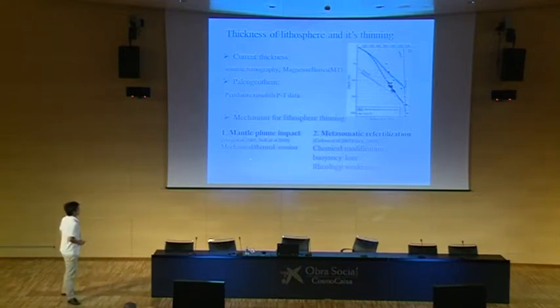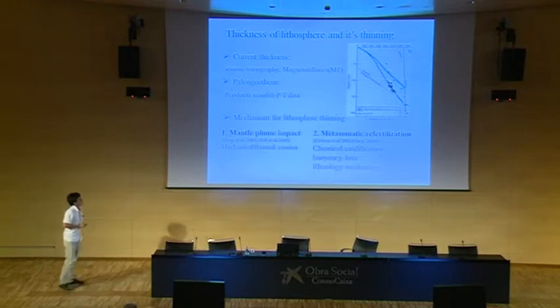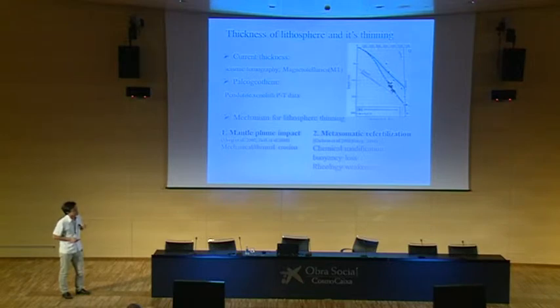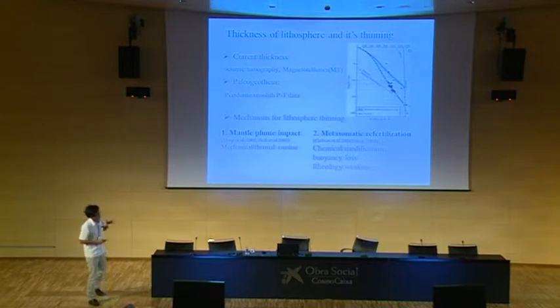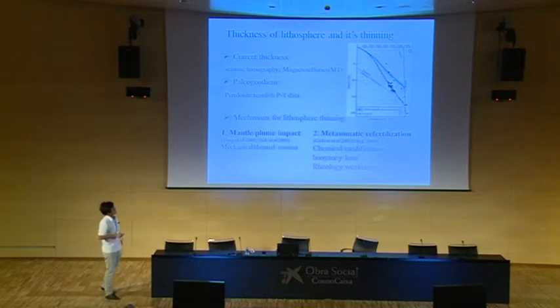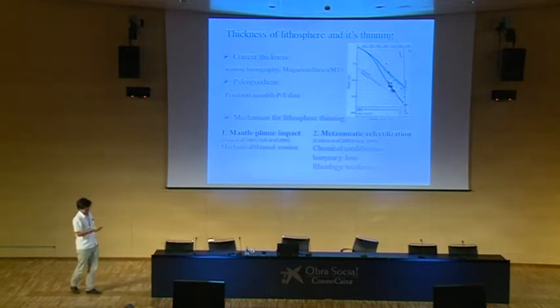There are two mechanisms. The first one is mantle plume impact. The plume rises up and can erode the thick lithosphere little by little. The second is metasomatic refertilization. If the chemical composition of the root has been changed, the buoyancy could be lost and the rheology can be weakened.